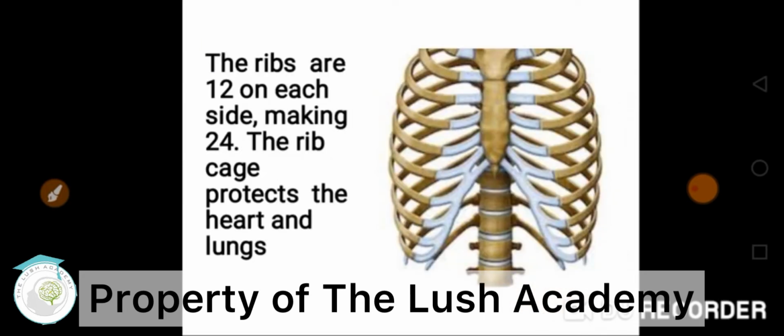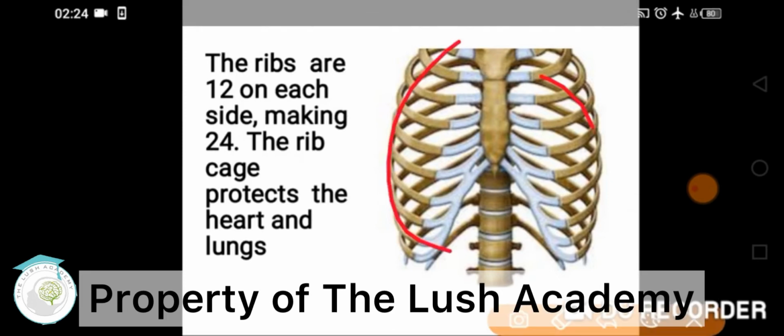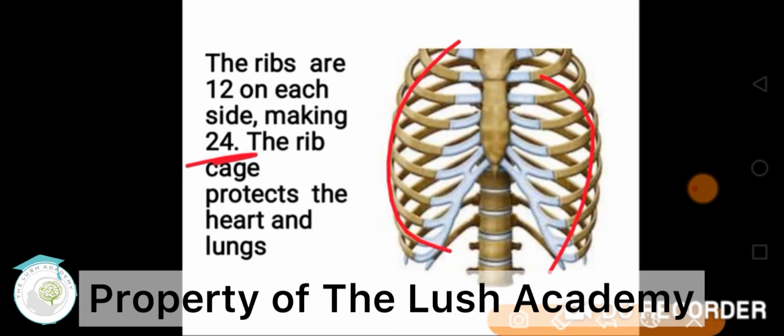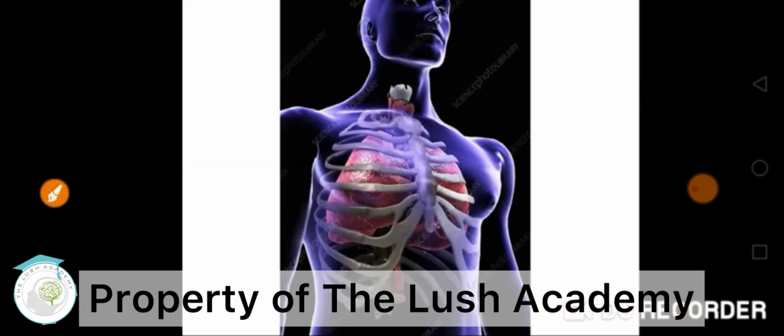Now the ribs are 12 on each side, making 24 in total. The rib cage will protect the heart and lungs. You can see how this rib cage is protecting the lungs. You can see the two lungs there, and then the heart also on the left side. So that is what the ribs do. That's what the rib cage does.